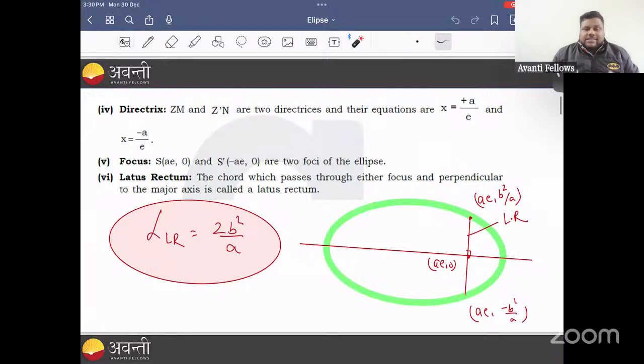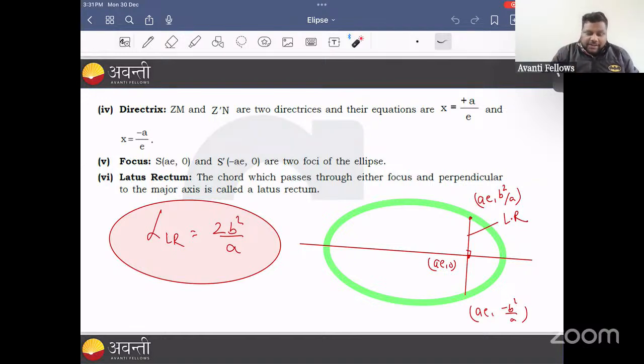Now directrices are x equals A by E and x equals minus A by E. The foci are (AE, 0) and (minus AE, 0). Latus rectum of the ellipse: latus rectum is everywhere the same, a line perpendicular to the major axis and passing through the focus.